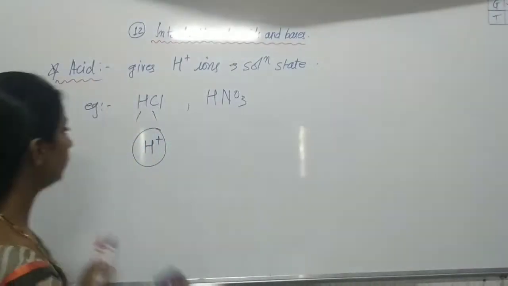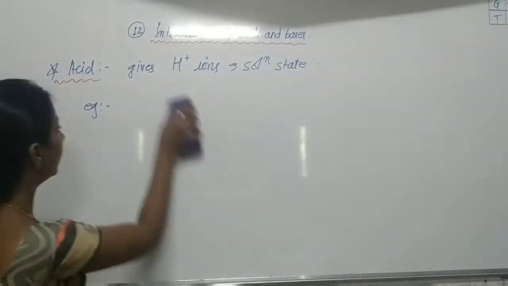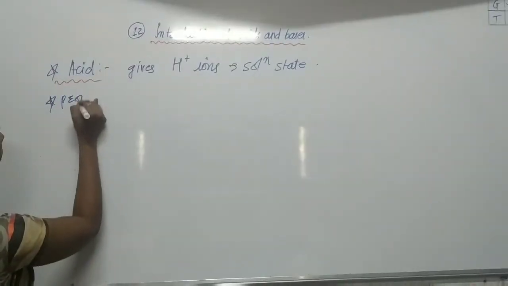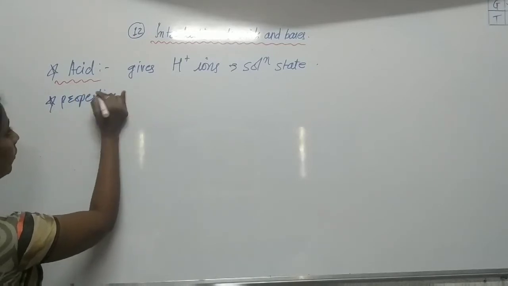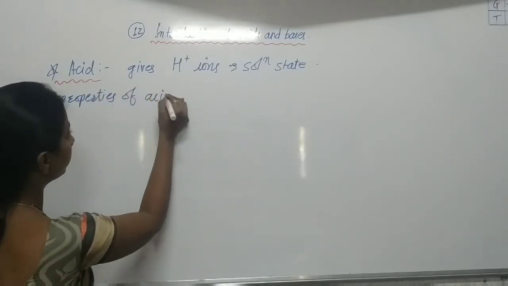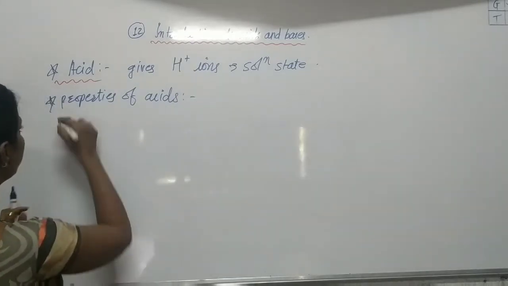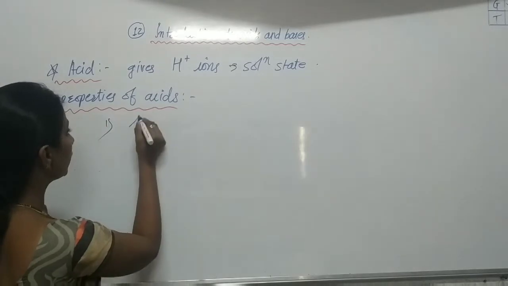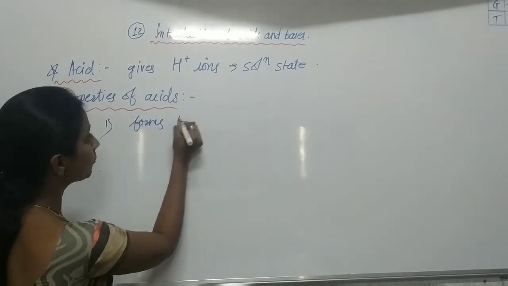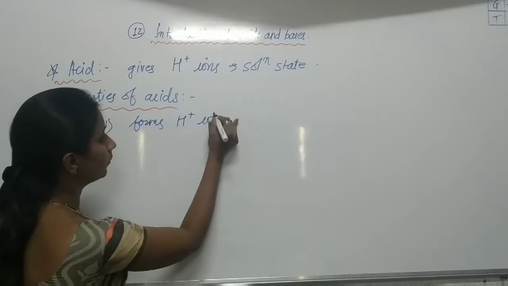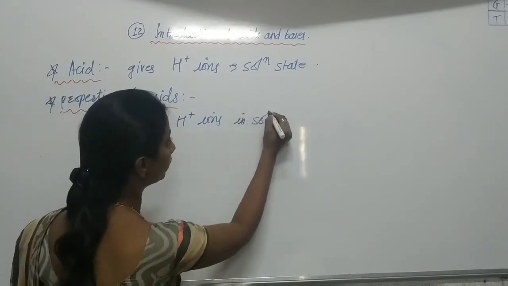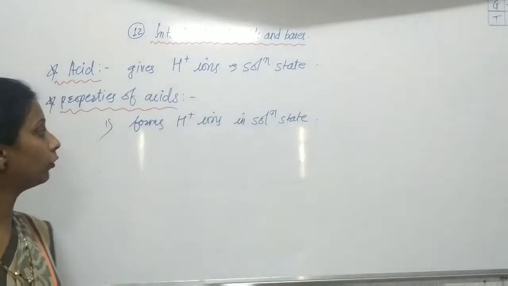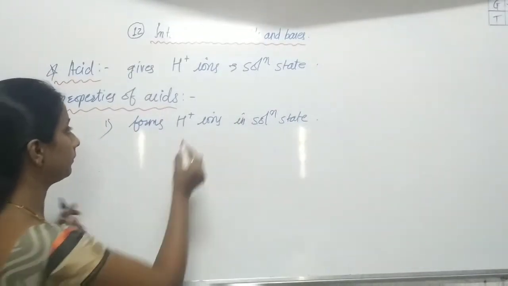So this is the first property of acids. First property is that they form H plus ions in solution state. In their solution state, acids form H plus ions.